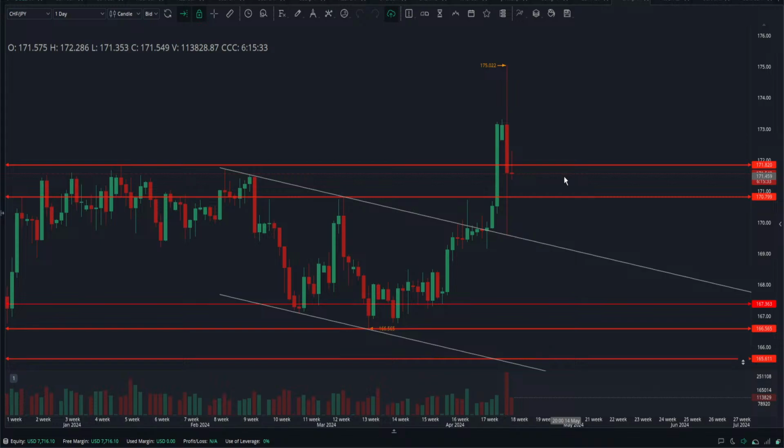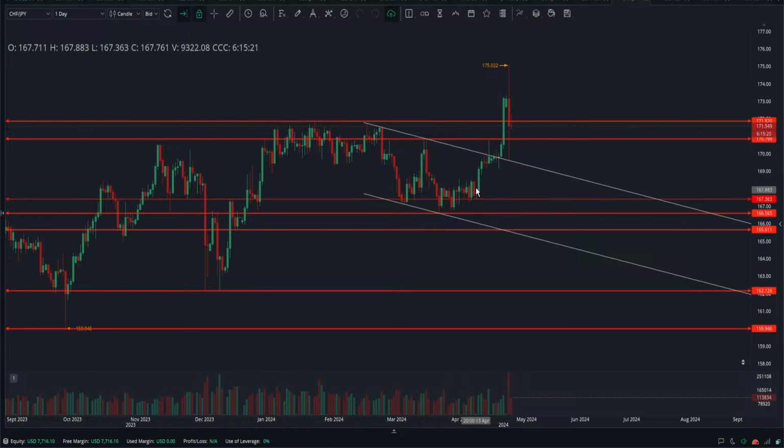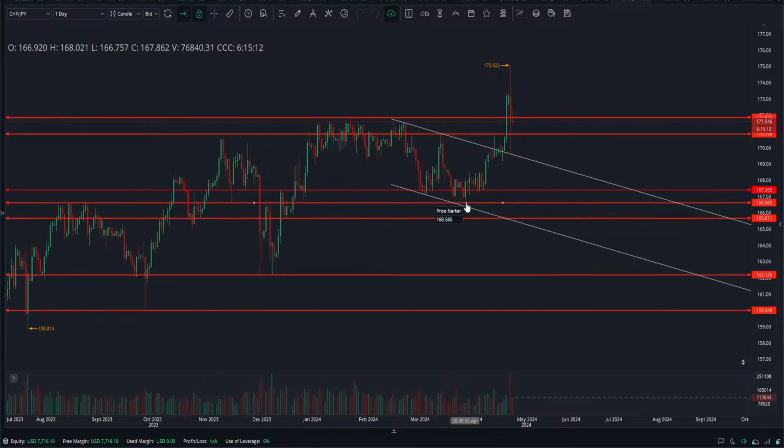CHF JPY, we were bearish on this one, but finally the price went higher. Now the yen is strong, and the Swiss franc is expected to fall in the future. So this may be a call on the liquidity from where the sell-off has started. Now I'm expecting the price to keep going down in this one for a long time. Let's see how things unfold.